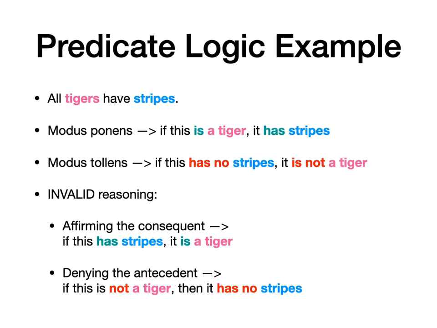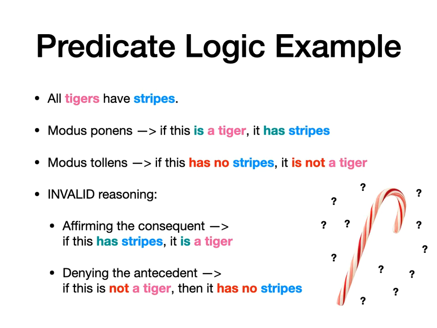The invalid reasoning, you can see a little more clearly now that we're using something real, is affirming the consequent. If this thing has stripes, then it must be a tiger. And versus the opposite, denying the antecedent. If this is not a tiger, then there's no way it has stripes. How do you explain a candy cane? So that's the idea of this.